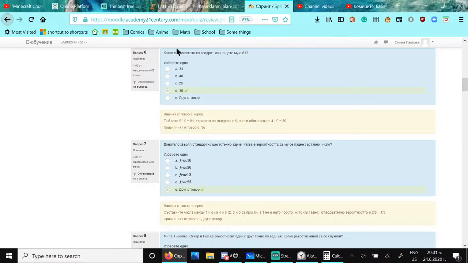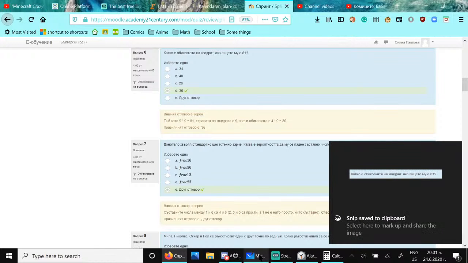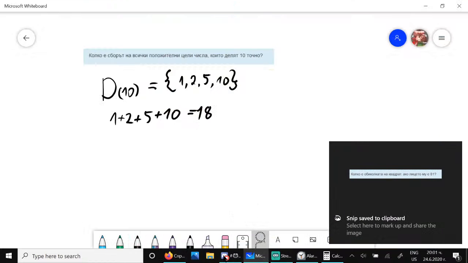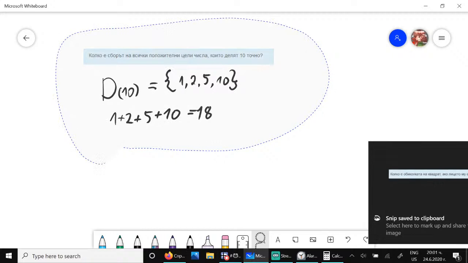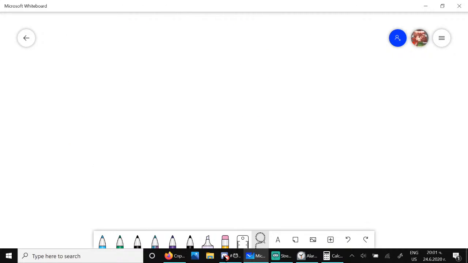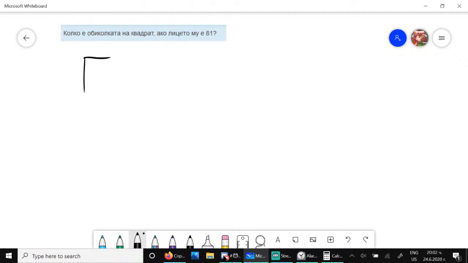We have a square and its area is 81. What is its perimeter? So that's a pretty easy one. I will do it quickly. We have a square with a side of A, and its area is equal to 81.